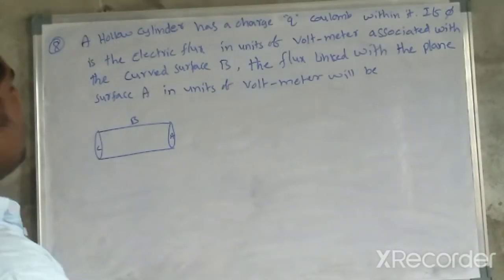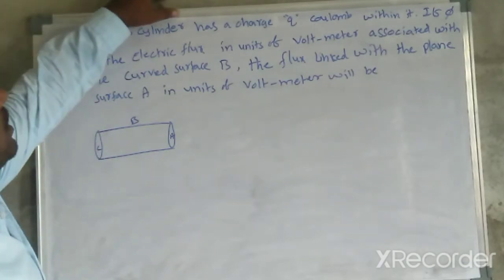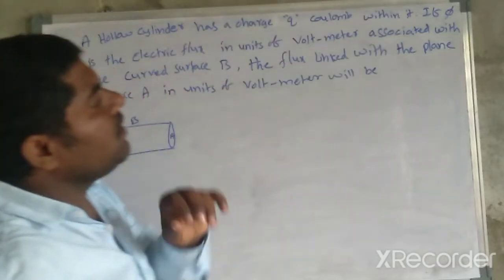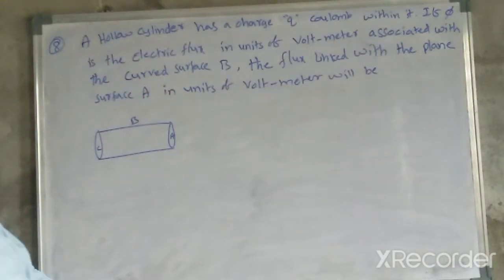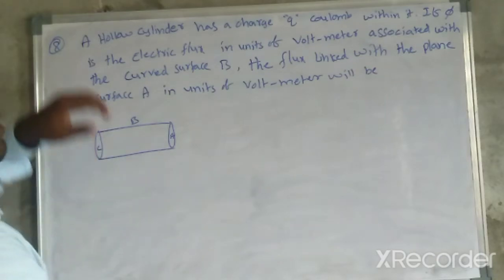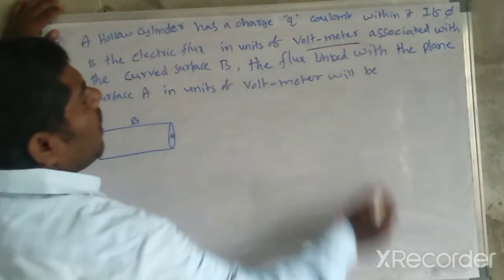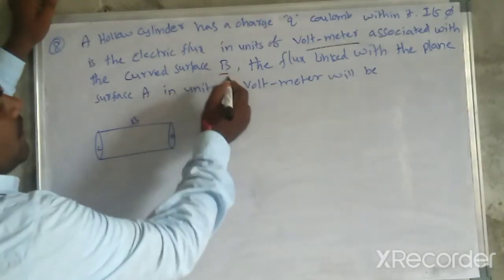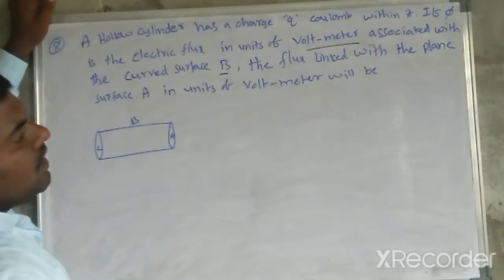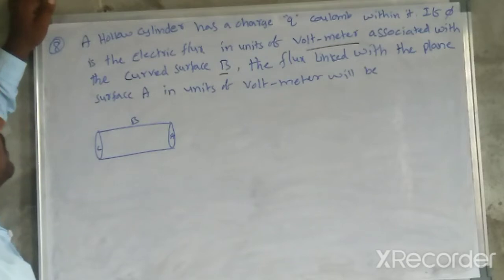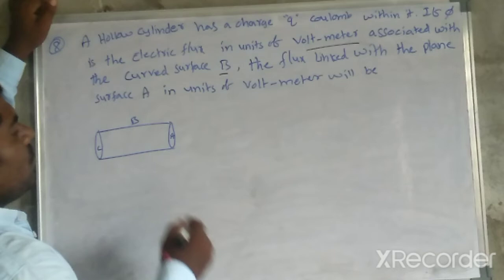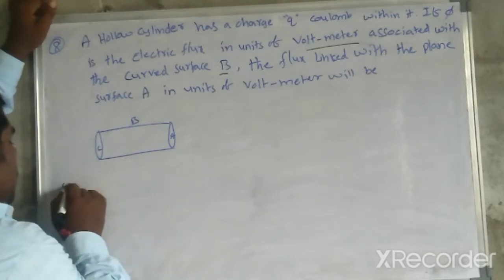Another model: a hollow cylinder has a charge q coulomb within it. If phi is the electric flux in units of volt meter associated with the curved surface B, the flux linked with the plane surface A in units of volt meter is what? So this is showing the figure.